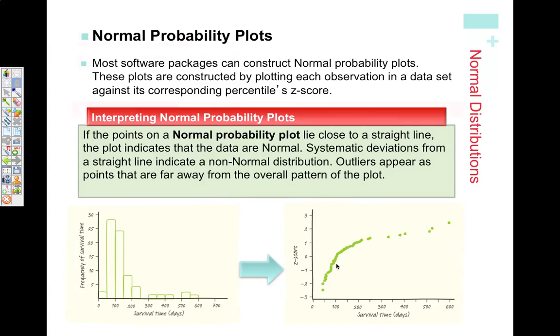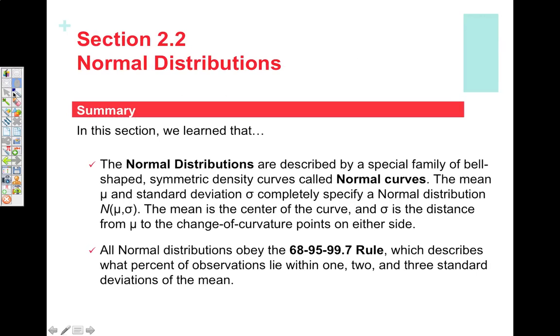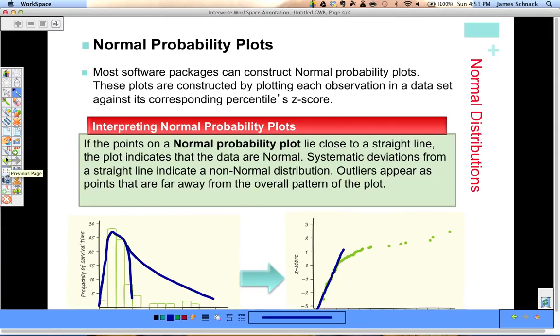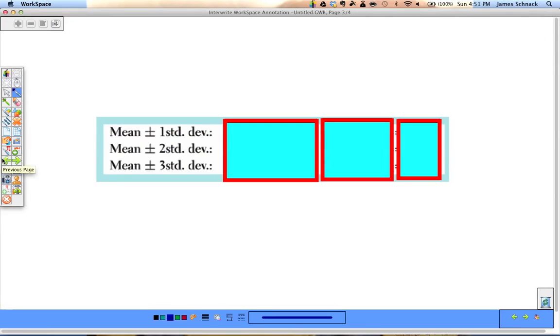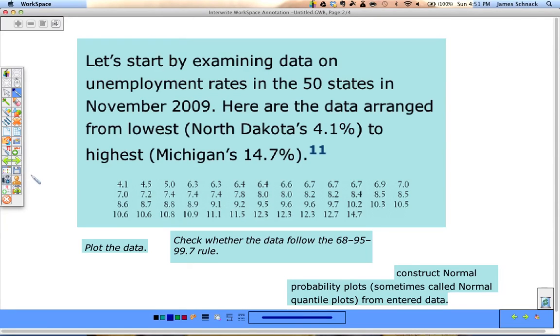So let's do an example here before we get to this summary. We're going to look at the unemployment rates for the United States for each state, November 2009. And here are the unemployment percentage rates for each of the 50 states. We're going to go through this process and look at how we can tell if this is normally distributed data. We'll plot the data, we'll check whether the data follows this rule, and then finally we'll construct normal probability plots.